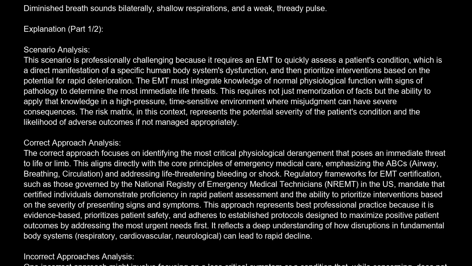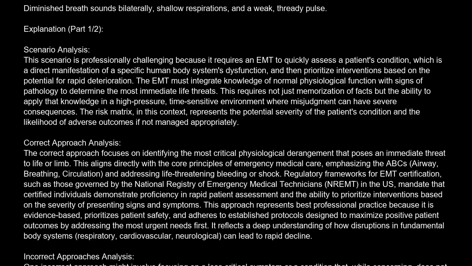The risk matrix, in this context, represents the potential severity of the patient's condition and the likelihood of adverse outcomes if not managed appropriately. Correct approach analysis. The correct approach focuses on identifying the most critical physiological derangement that poses an immediate threat to life or limb. This aligns directly with the core principles of emergency medical care, emphasizing the ABCs: airway, breathing, circulation, and addressing life-threatening bleeding or shock.